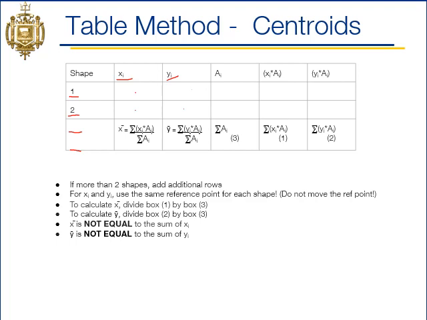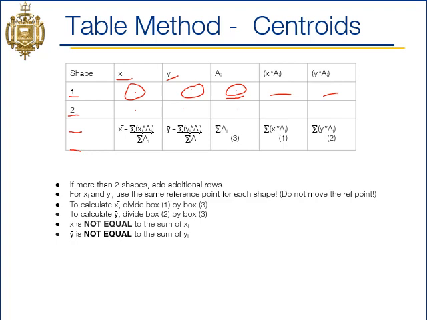Then you calculate the area of each shape. And then you can populate this xi times ai box. So you would just multiply this value times that value, and that gives you that. And then if you wanted to do your yi times ai, it would be that one times that one to give you that one. So you do that across all the rows.